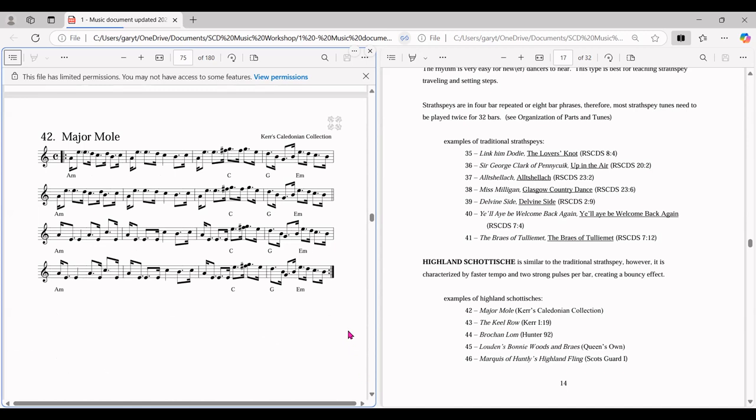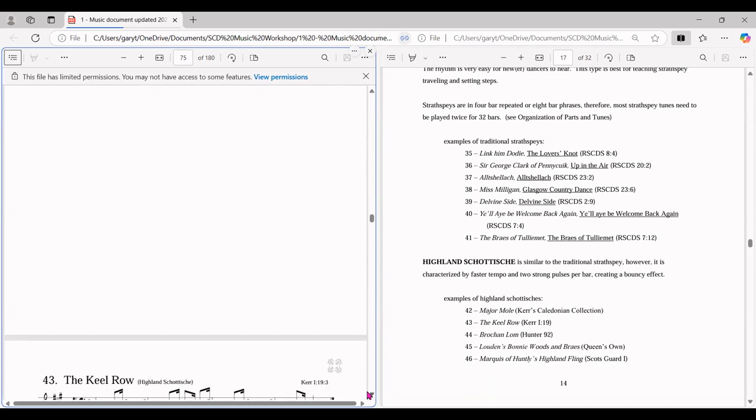Highland Schottisches are Strathspeys that have 4 strong pulses per bar. So now referring back to what we just listened to, we have strong, weak, medium, weak, strong, weak, medium. Now we have strong, strong, strong, strong, as in number, let's go to 43, The Keel Row.